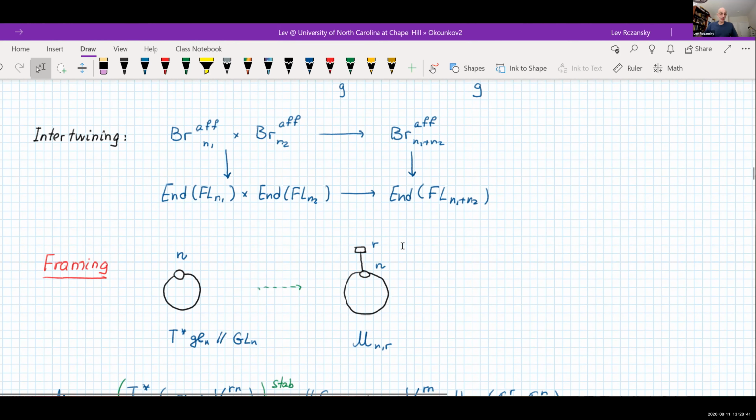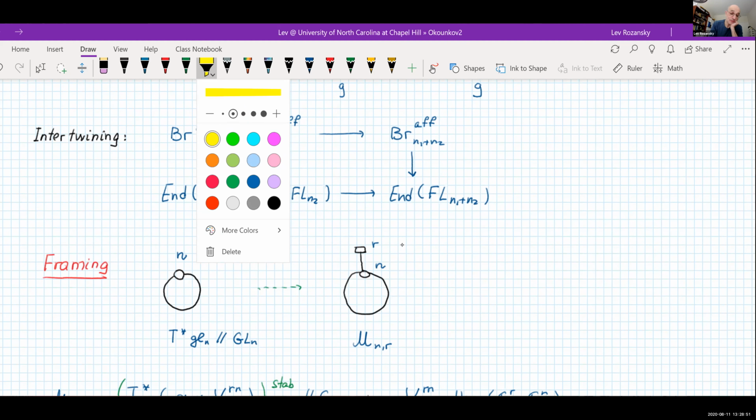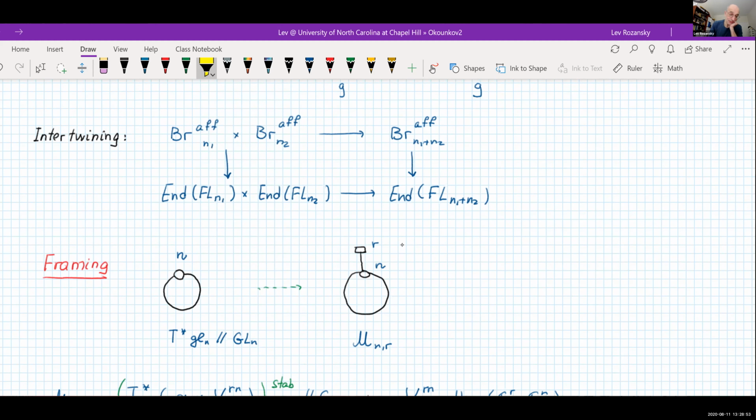Okay, so now we add framing. So commuting variety was this. Just a moment. So this quiver represents commuting variety, and this quiver represents the general moduli space of instantons.